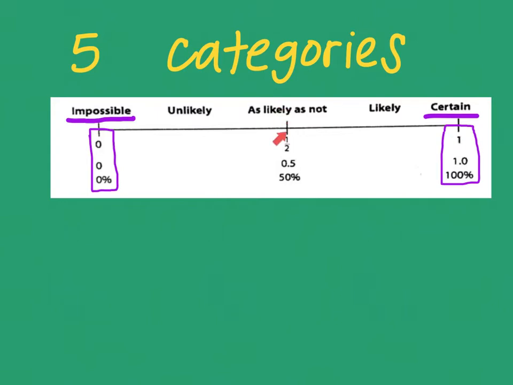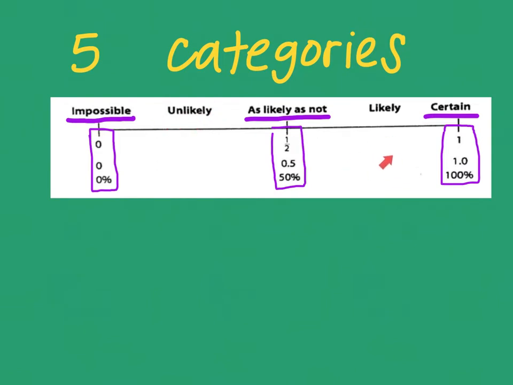Okay? Then in the center, if it's 50-50, it's just as likely that it would happen as it would not happen. So that's going to be my third category. As likely as not. And that is a 50% chance, or 0.5 as a decimal, or the fraction of just anything that equals 1/2. It could be 2/4, 5/10, anything that equals half. These are the equivalent forms of as likely as not.